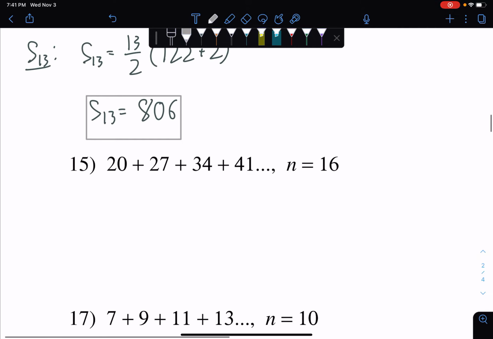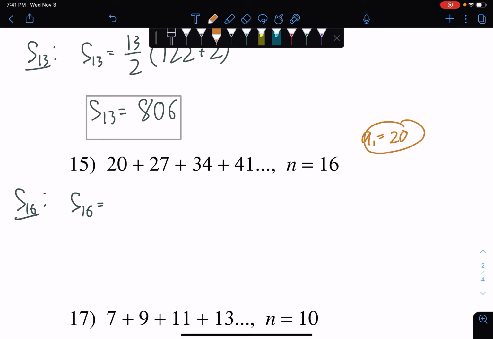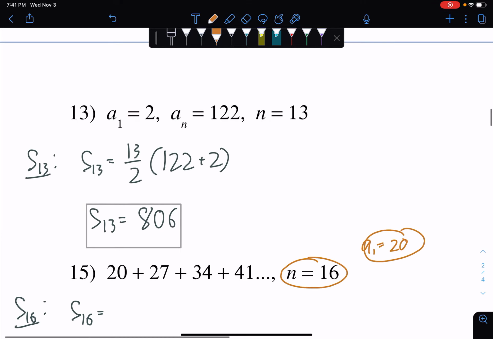Let's move on to number 15. What we're trying to find is S sub 16. S sub 16 is equal to, right, we have to list first what a sub 1 is, so that we won't be confused. a sub 1 is equal to 20, and n is equal to 16, and yeah, I think that's all that we should know.